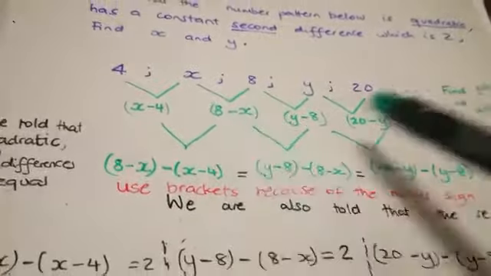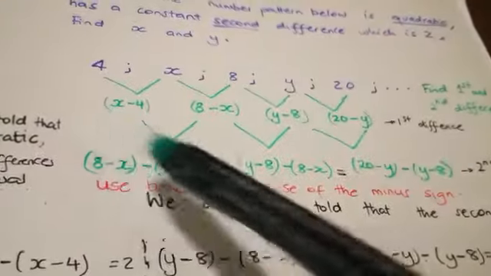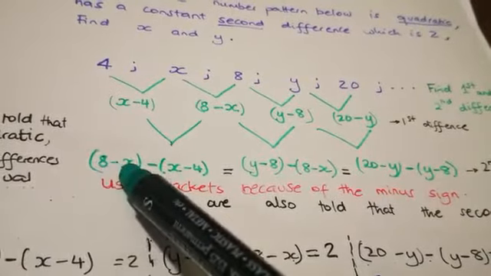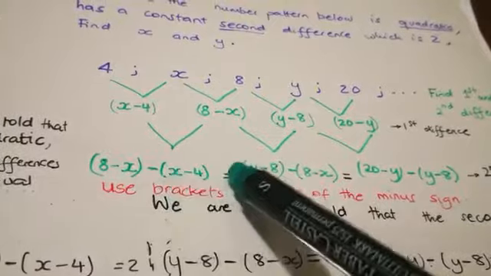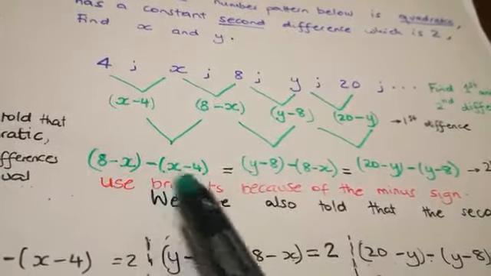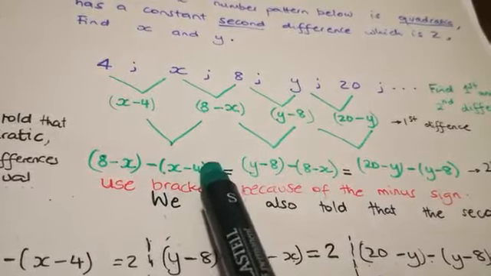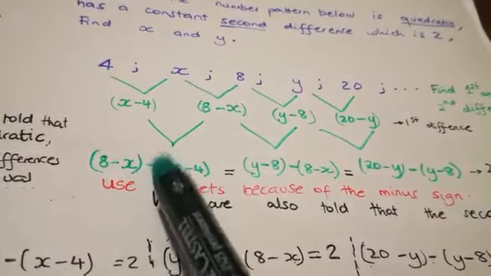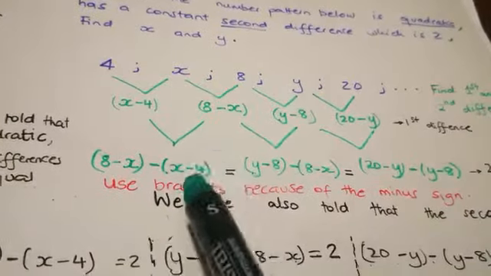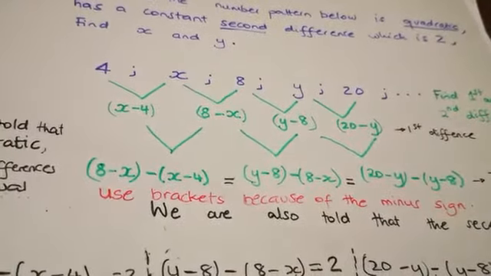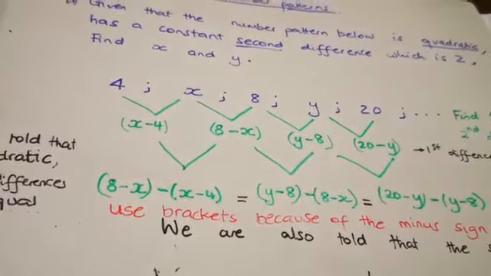Then we find the second difference. So it is going to be this bracket minus that bracket. So it is 8 minus x minus (x minus 4). Now you see, if I don't use brackets, this minus will only affect the x and not this minus 4. So this is why you have to keep it in a bracket, so that this minus affects everything that is inside the bracket. Please be careful there, because if you mess this up, then it messes your whole question.